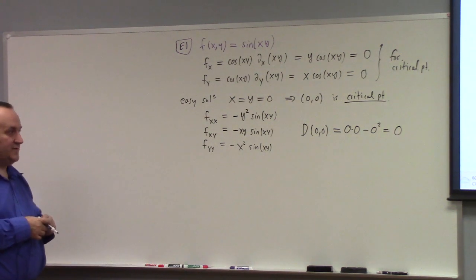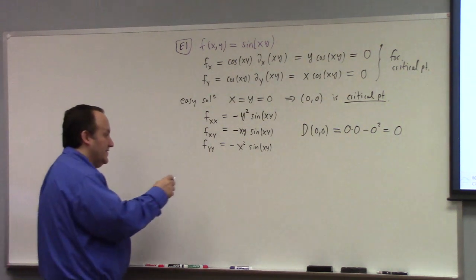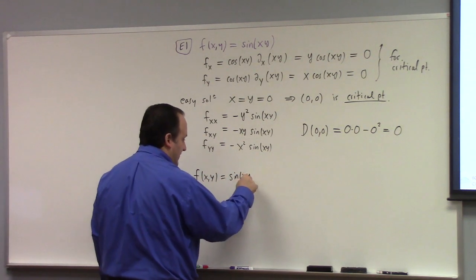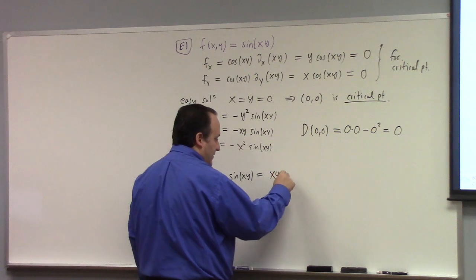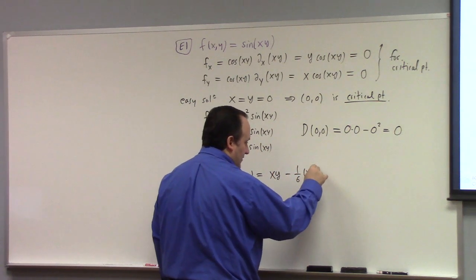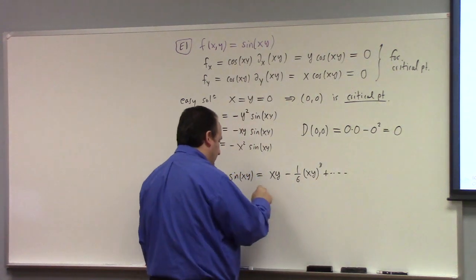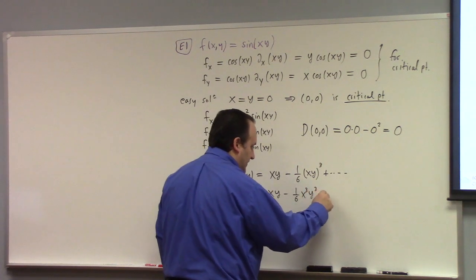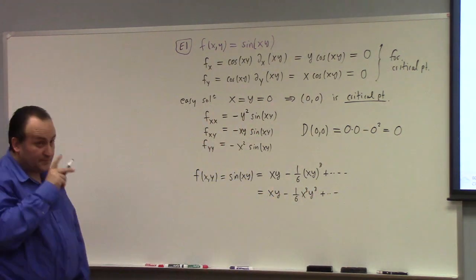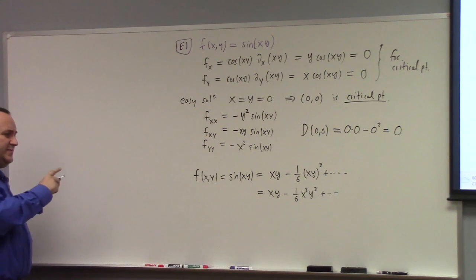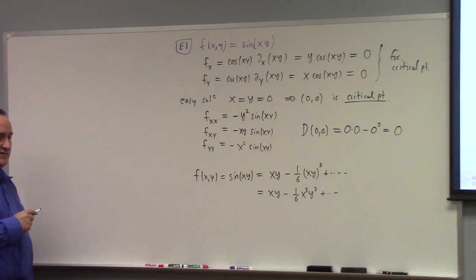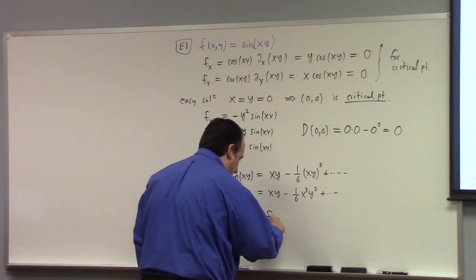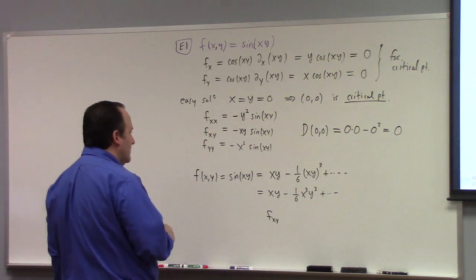And could I have expected this without all this calculation? I totally could have, right? Because, check this out. f of xy is sine of xy. Can we find the power series expansion of that? Well, yes, we can. It's xy minus 1/6 x cubed y cubed plus dot dot dot. What I can tell you from that expression, just looking at it, is that every partial derivative of order 6 or less is 0, except for fxy. Well, why is that not 0?